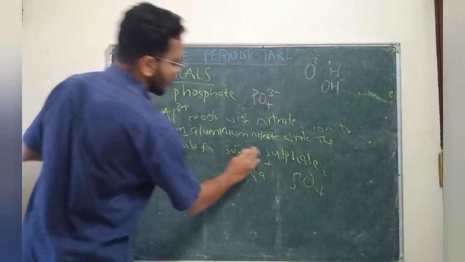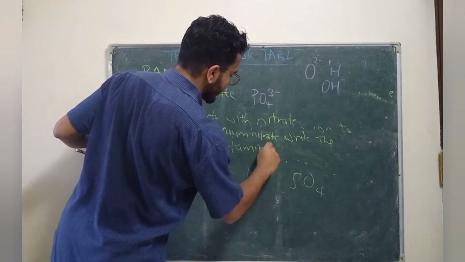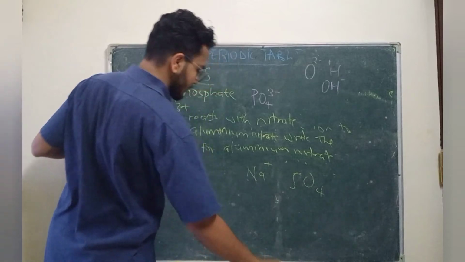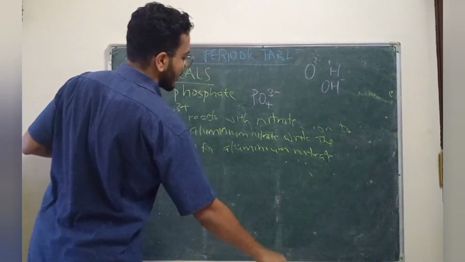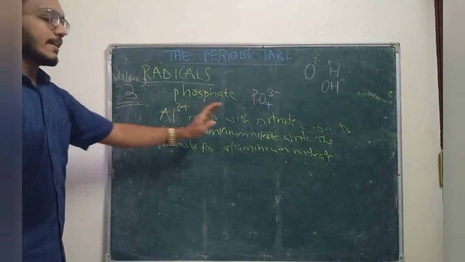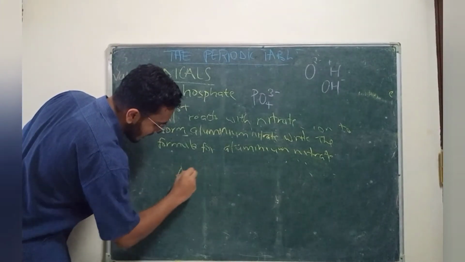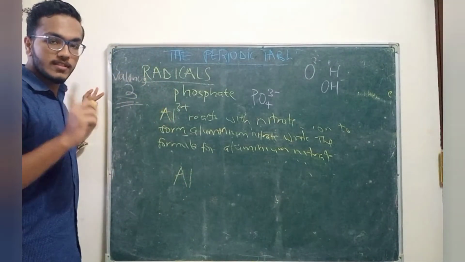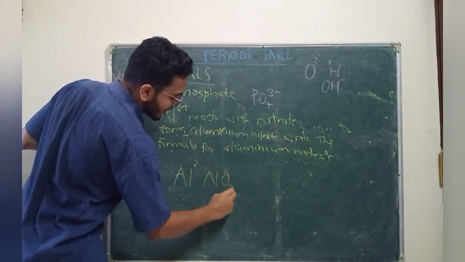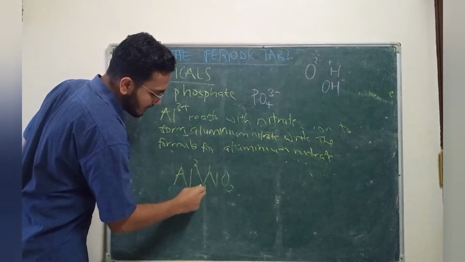Write the formula for aluminium nitrate. How do you do this? Aluminium ion reacts with nitrate ion to form aluminium nitrate. You will write the ion for aluminium, Al, with a valency of 3. It loses 3 electrons, so it has a valency of 3. And you write the nitrate ion with a valency of 1. Then you cross 3 here and 1 here.